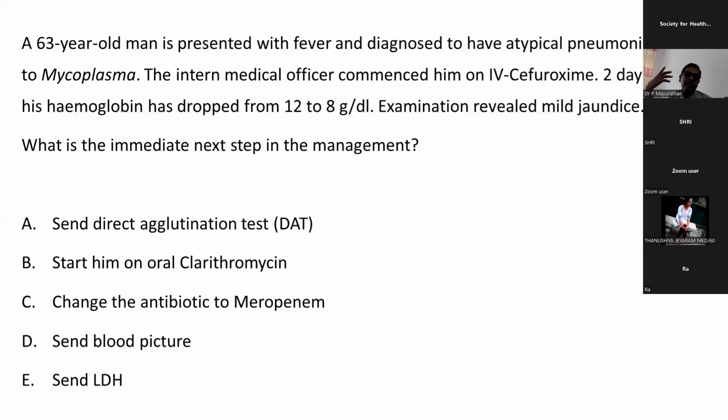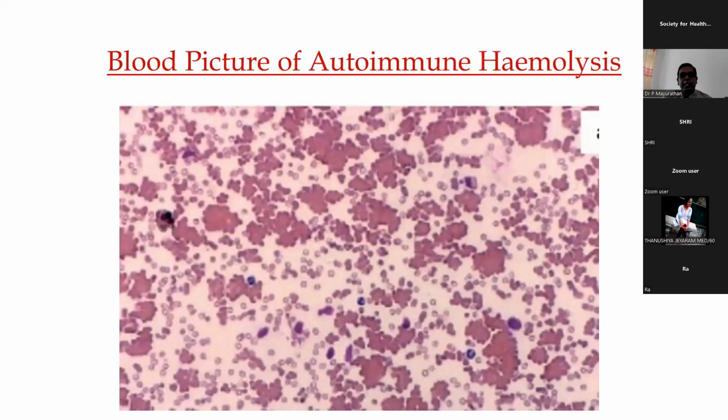The question is, what is the immediate next step in the management? The first step is starting him on oral clarithromycin and sending all other investigations, especially the Coombs test, blood picture and LDH, which can be sent immediately after starting clarithromycin, because we have to stop the hemolysis. So first of all, you start the clarithromycin and send the investigations, because that is going to be the very important next step in the management.